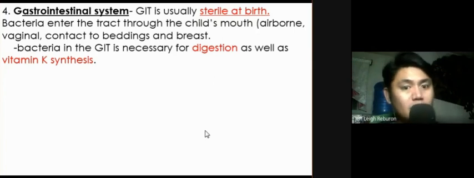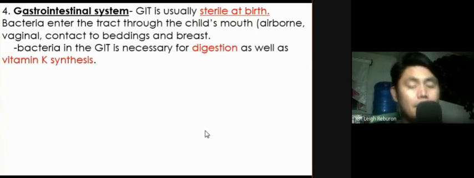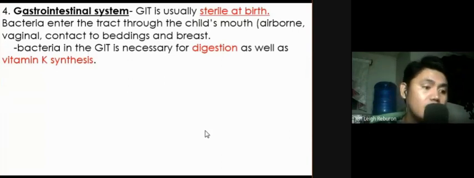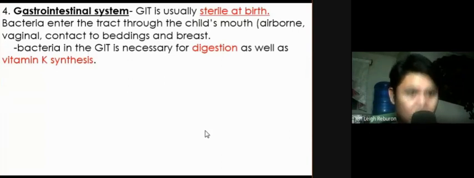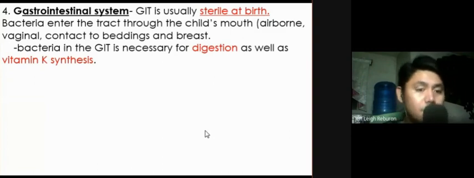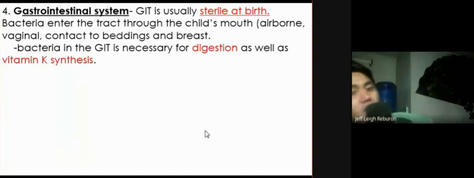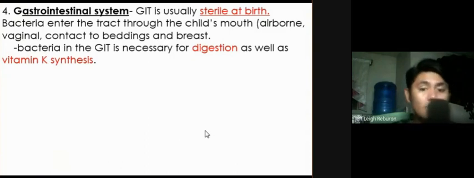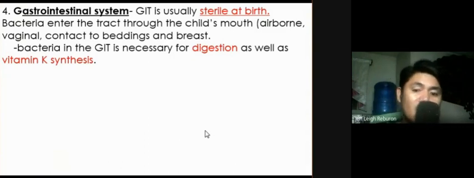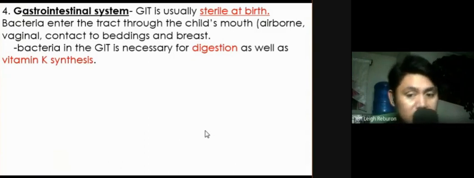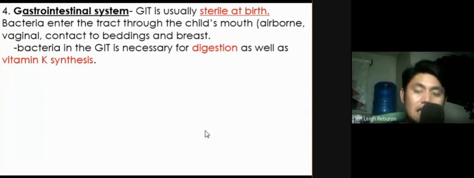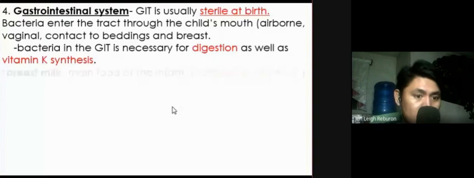So, anong mangyayari po sa sterile na intestines? Mapupuno na po siya ng bacteria. Okay. So, maganda ba yun or hindi? Maganda po yun. Because the bacteria that are present in the gastrointestinal tract are necessary for digestion as well as vitamin K synthesis. Ito po yung tinatawag natin na intestinal microflora. Kailangan po yang ng katawan both for digestion and for the production of vitamin K.